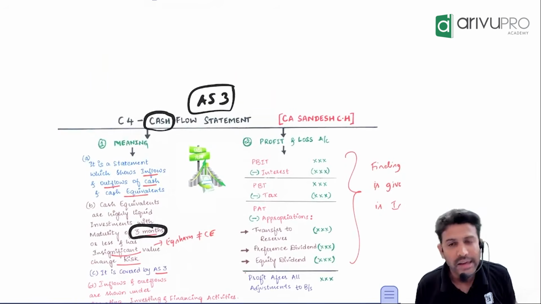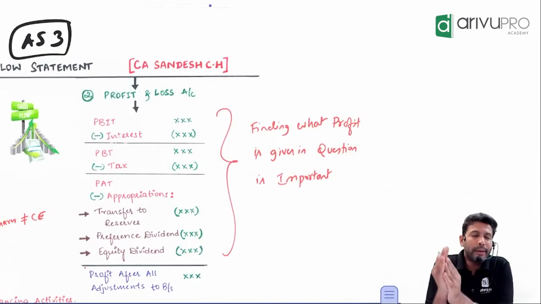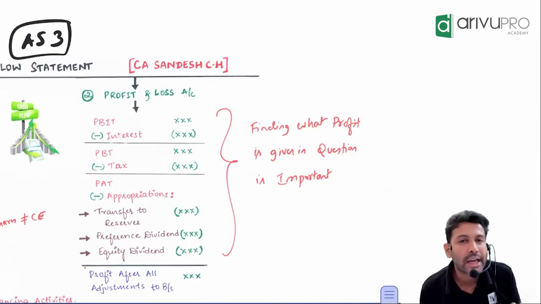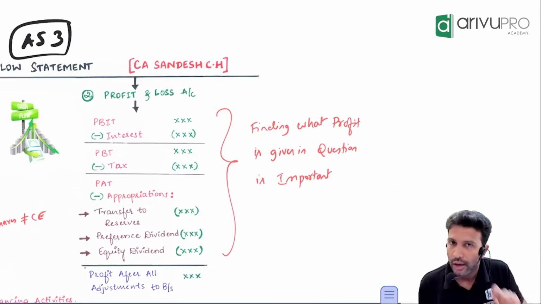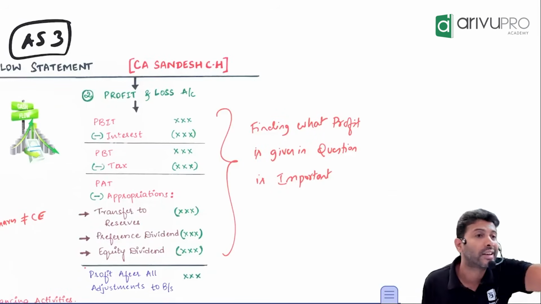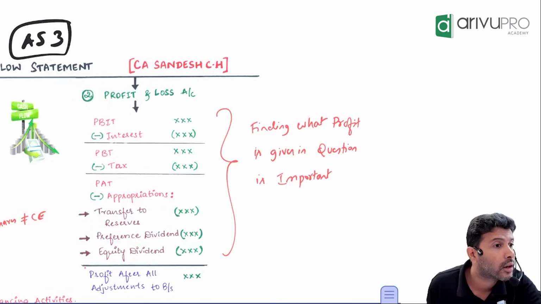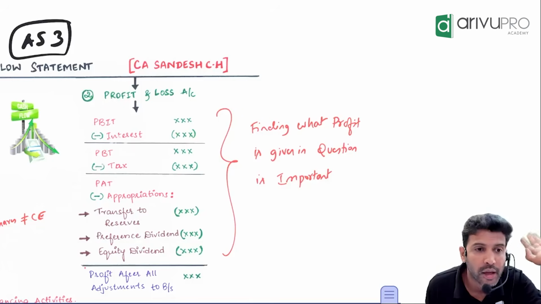Cash flow statement. Now, people, the first thing that we'll have to do in a cash flow statement problem is identify which profit is given to you in the question.